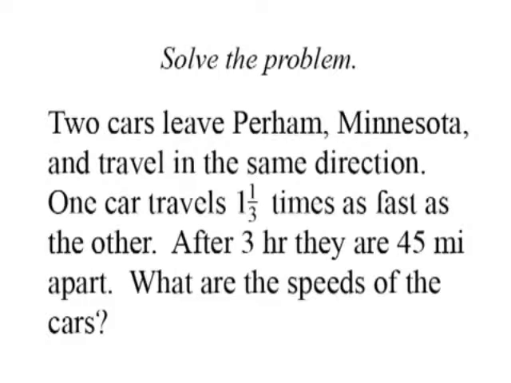Solve the problem. Two cars leave from Perm, Minnesota and travel in the same direction. One car travels 1 1/3 times as fast as the other. After 3 hours, they are 45 miles apart. What are the speeds of the cars?